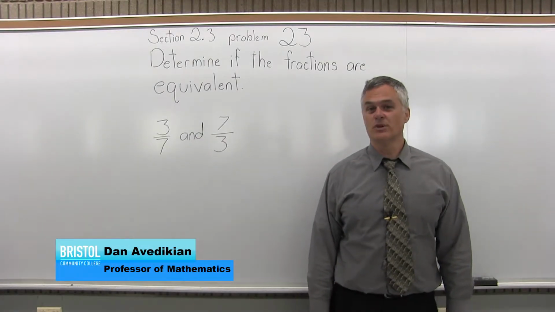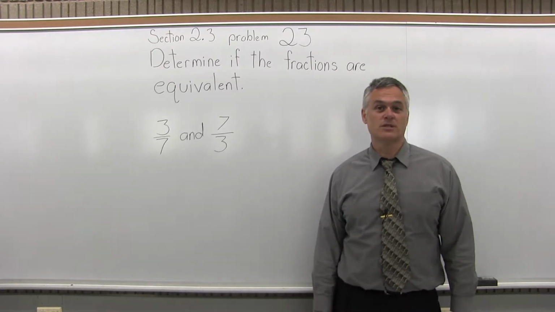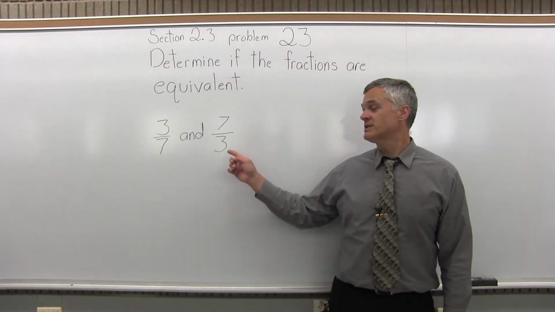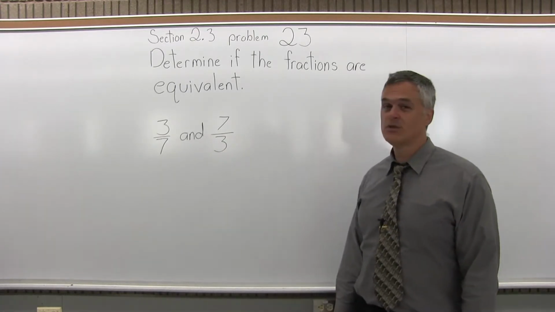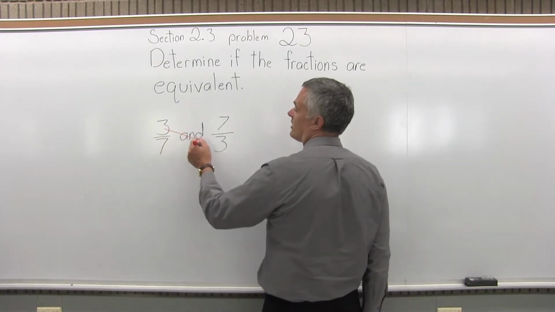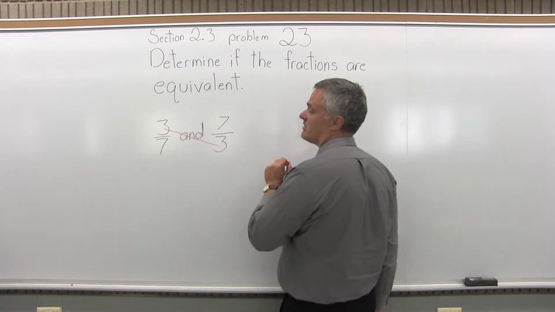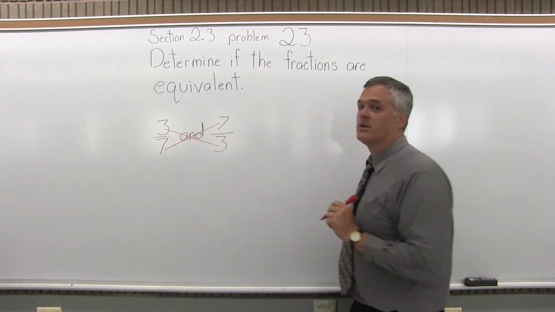This is Section 2.3, Problem 23. It says determine if the fractions are equivalent, and we have 3 over 7 and 7 over 3. Well, it does have the same numbers involved, but it turns out they're not equivalent. What you want to do is multiply the numerator of one fraction times the denominator of the other, and then multiply the numerator and denominator going the other way.